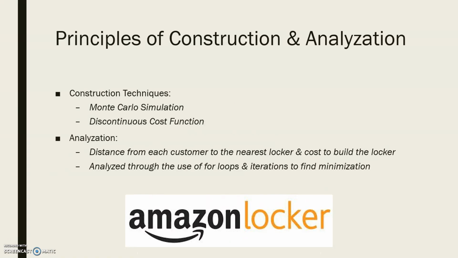Some principles of construction and analyzation. For construction techniques, we used Monte Carlo simulation and a discontinuous cost function. It's worth noting that in the original problem a genetic algorithm was used, but Monte Carlo was added because that's what the focus of this class has been. For analyzation, we have the distance from each customer to the nearest locker and the cost to build the locker, and this was analyzed through the use of for loops and iterations to find minimization.